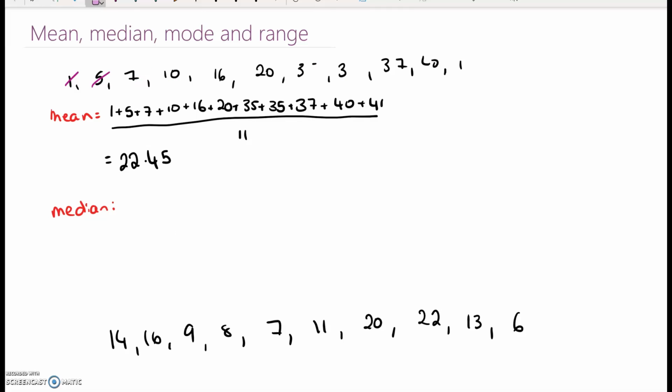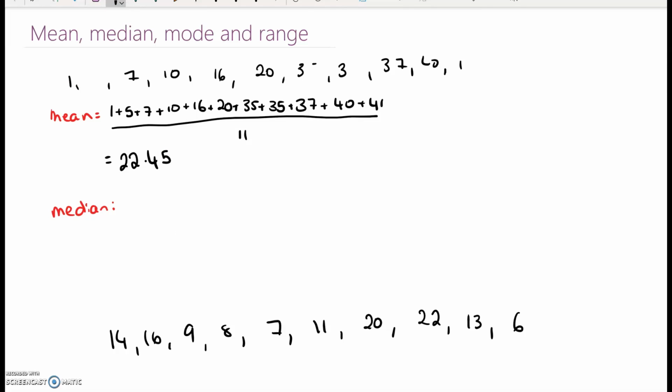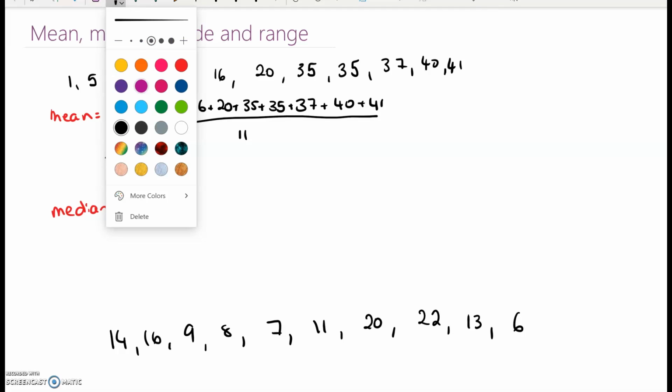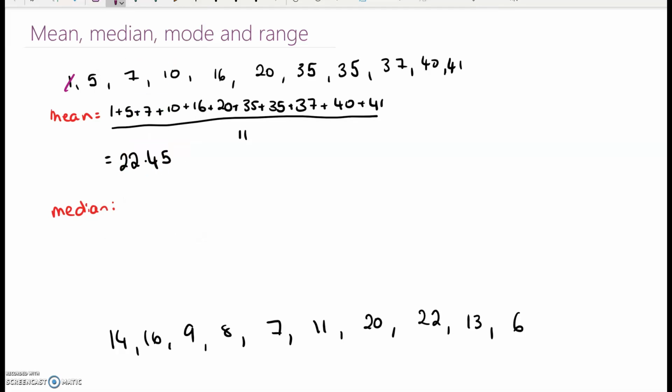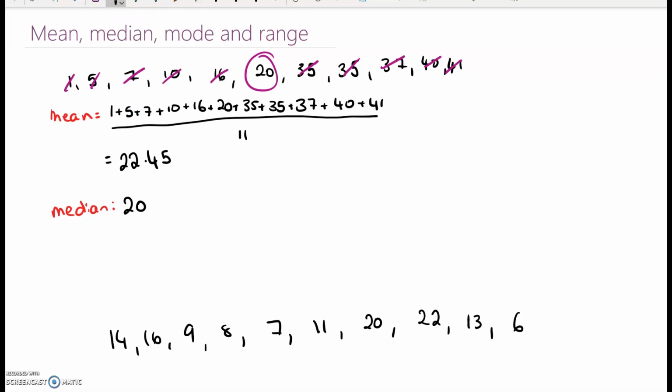sorry guys, just give me a second. I missed a number. Don't know what's wrong with my brain this morning. That was 5, 10, 16, 20, 35, another 35, 40, 41. Okay, let's try that again. Okay, so we work our way inwards. There we go, and there's our middle number, 20. Okay, so our median is 20.